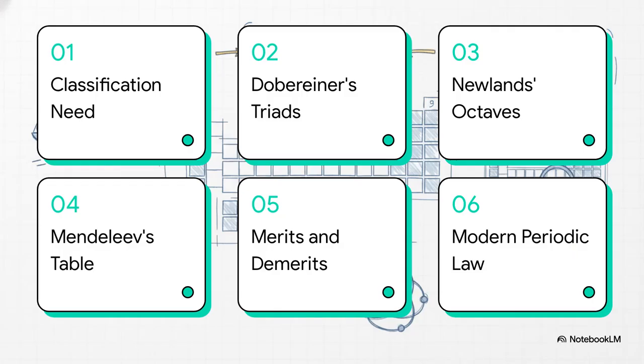Here is our agenda for today's class. We'll be moving through the classification need, Dobereiner's triads, Newland's octaves, Mendeleev's table, its merits and demerits, and we'll wrap up with the modern periodic law.